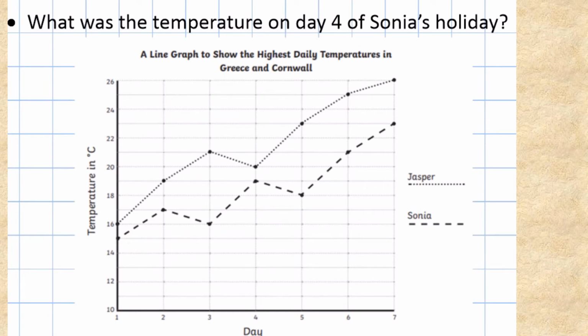We're now looking at the temperature on Sonia's holiday for day 4. Now again, Sonia's holiday for day 4, actually it's between the 18 and the 20, which is here. So it is actually 19 degrees Celsius for Sonia's holiday. So there wasn't much difference in the two temperatures on these days, only 1 degree difference.